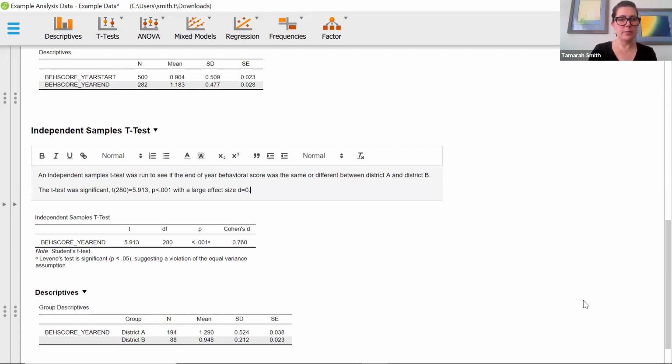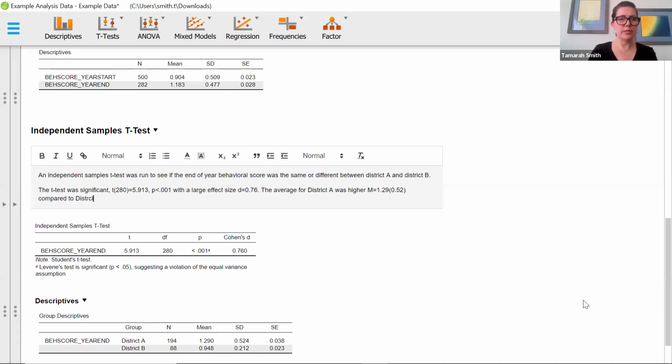And here comes our Cohen's d. The average for District A was higher. M equals 1.29. Our standard deviation right next to it in parentheses compared to District B. And District B had 0.94 and the standard deviation was 2.1. All right. I want to separate this by commas because I'm going to be a little picky here for a second, and same thing there.